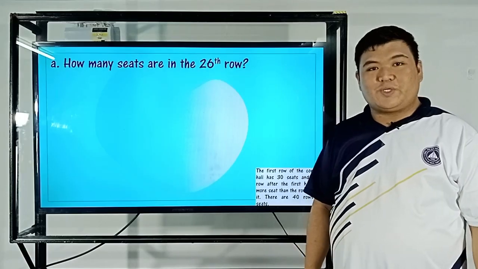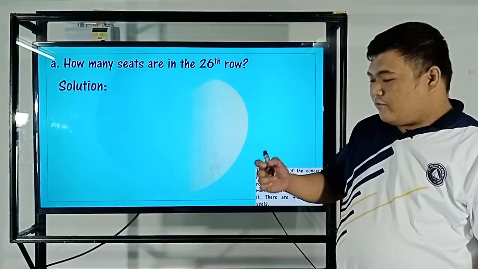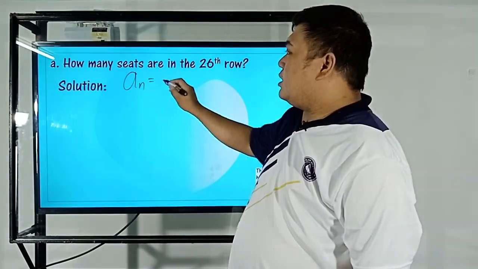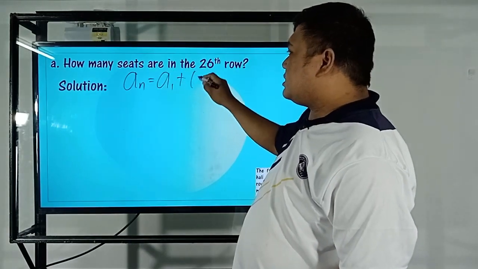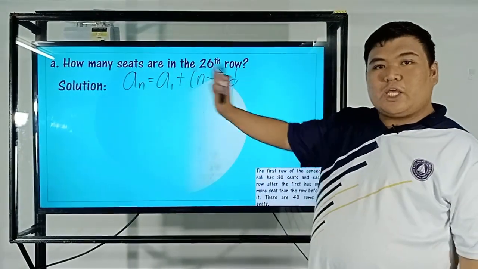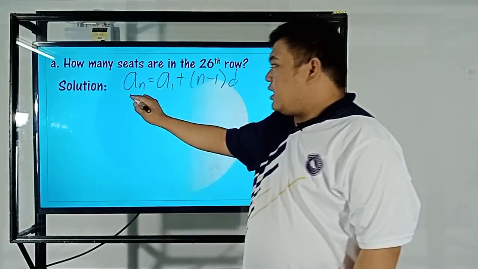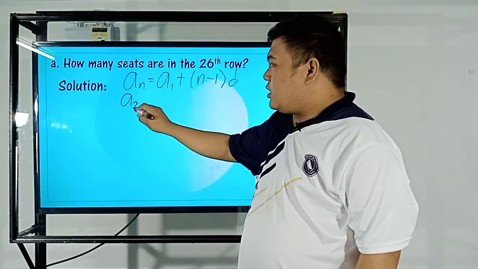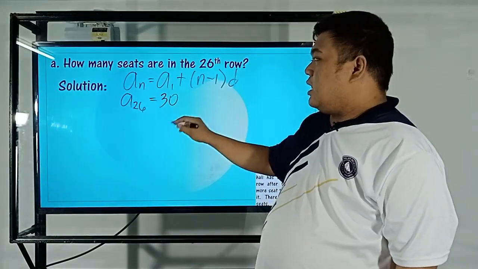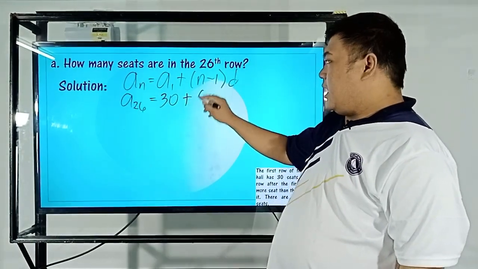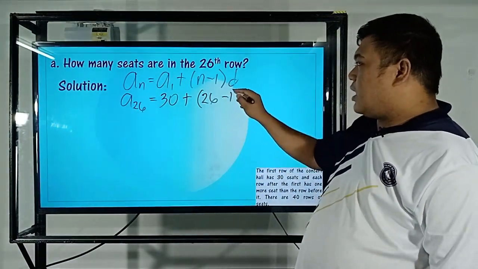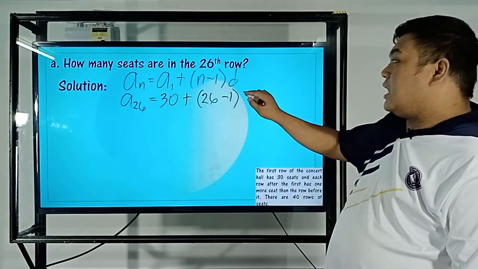Let us now have the solution. Again, ano yung formula natin kanina? We have a sub n equals a sub 1 plus n minus 1 times the common difference. O, substitute na natin yung find at saka yung given. Hinahanap is a sub 26 equals, the first term is 30. Yung a sub 1 natin kanina ay 30 plus yung value ng n kung ano yung nakasubscript. So that is 26 minus 1 times yung common difference na 1.